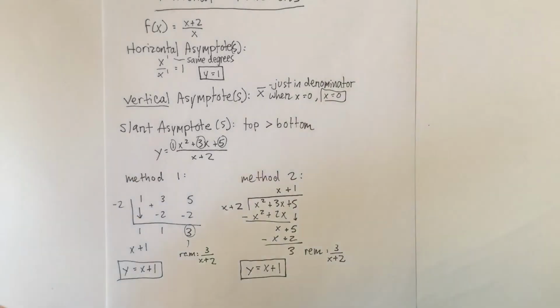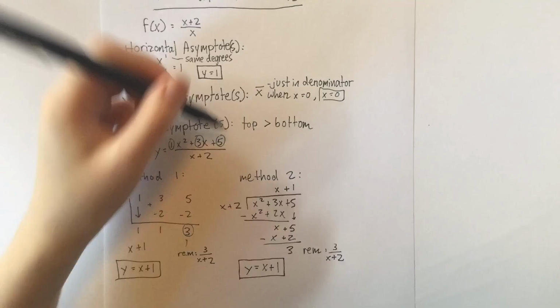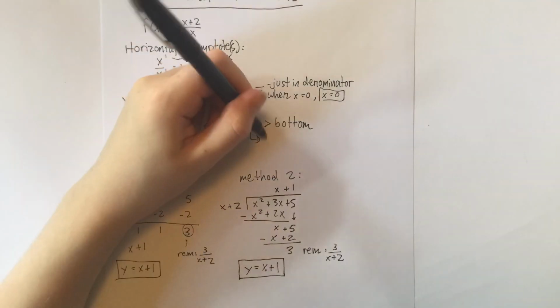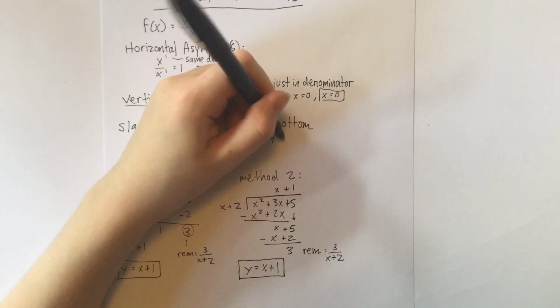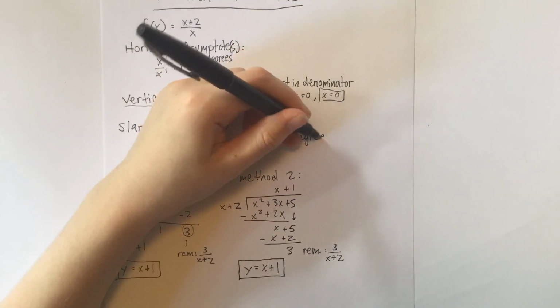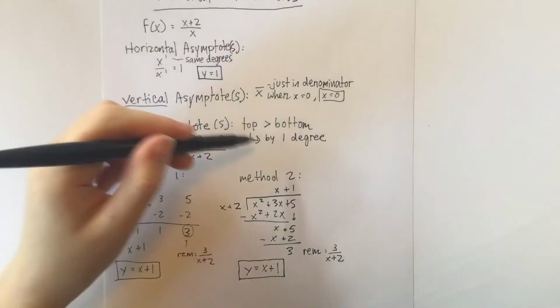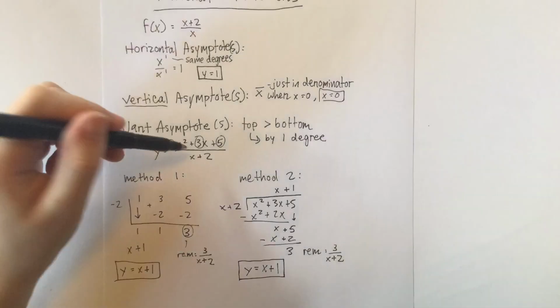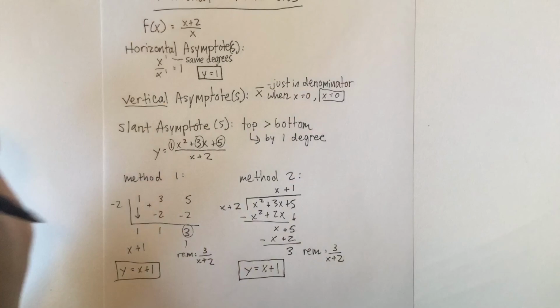Just to clarify, when you're doing a slant asymptote, the degree in the numerator can only be 1 degree higher than that of the denominator. It can be x squared over x or x cubed over x squared. But there will be no slant asymptote at all if it's x cubed over x. Then the slant asymptote doesn't exist.